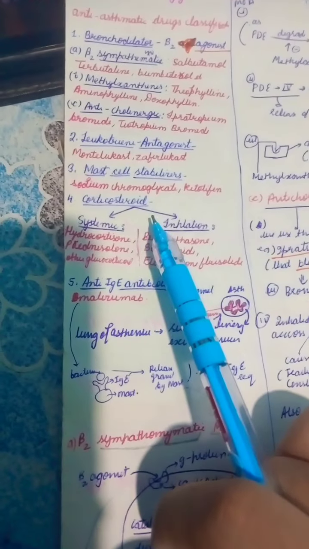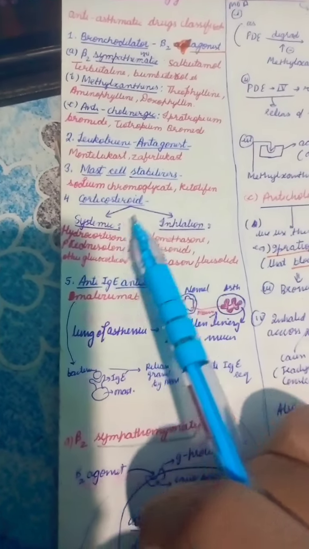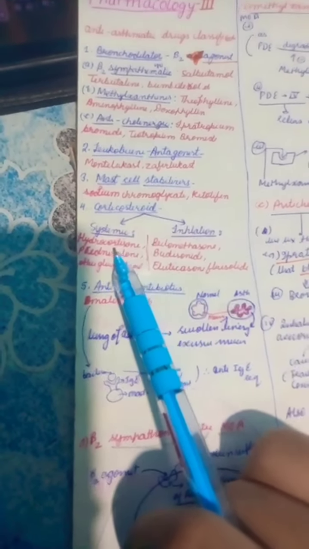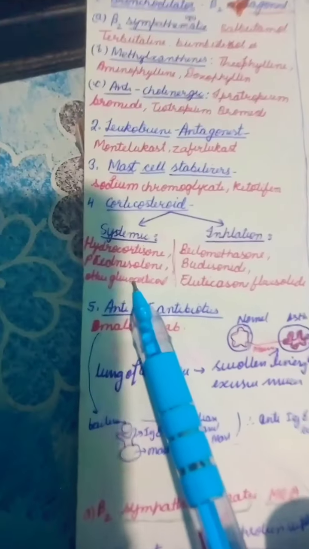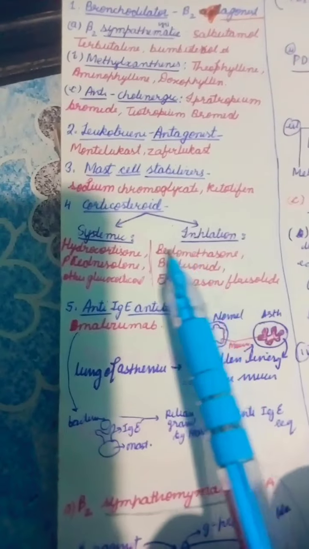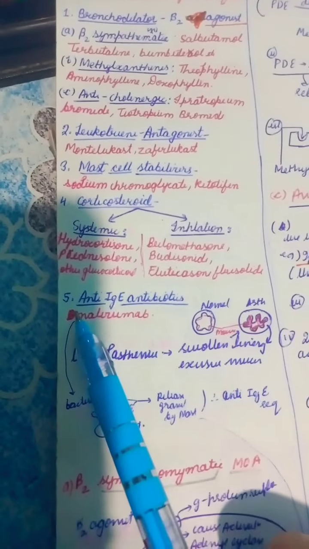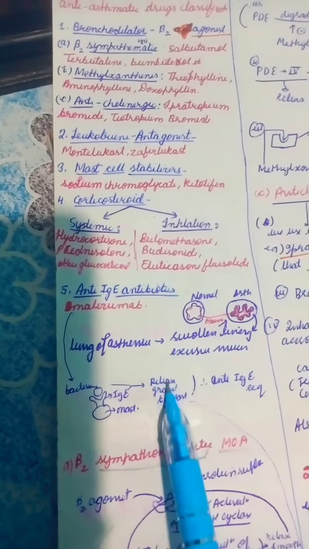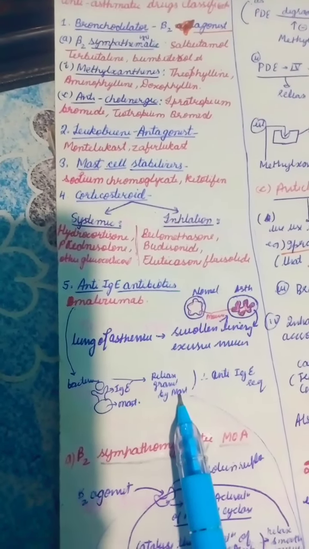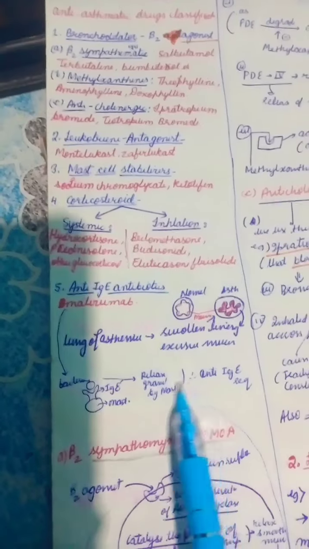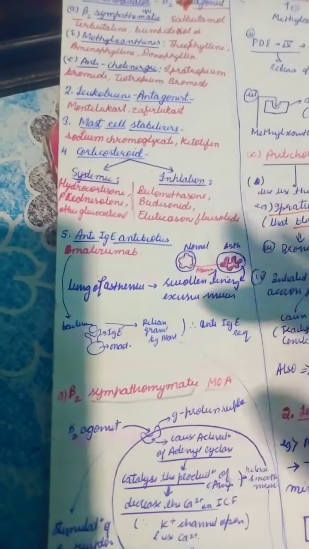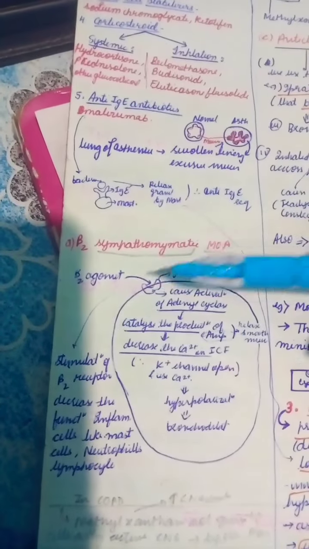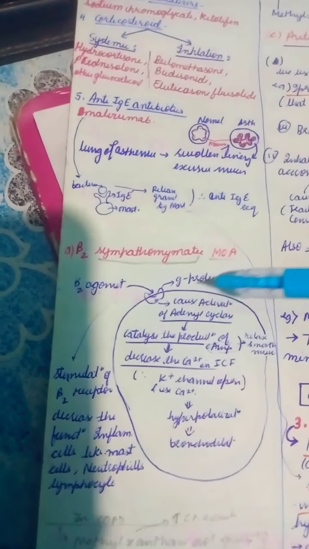Fourth one is corticosteroid. It is divided into systemic and inhalation. In this, systemic hydrocortisone, prednisolone and other glucocorticoids come. And inhalation, beclomethasone. And then the fifth one is anti-IgE antibody. In this, it basically helps to prevent the release of mast cell granules, and therefore it inhibits the swelling and inflammation.